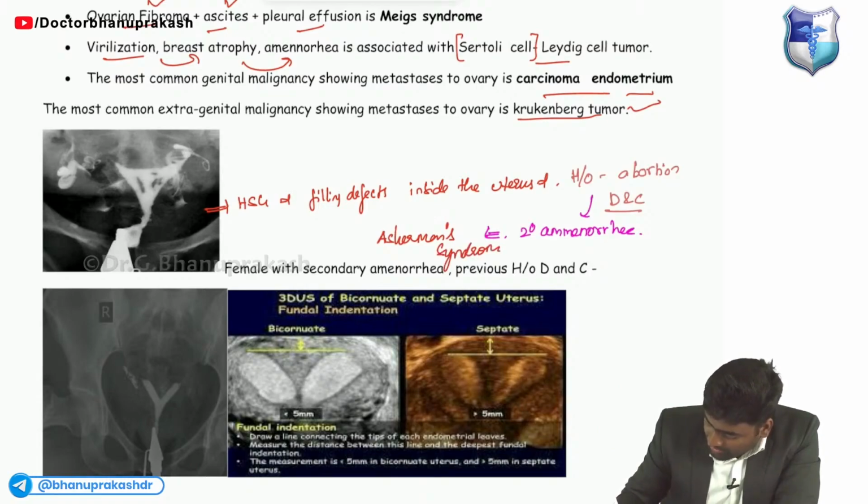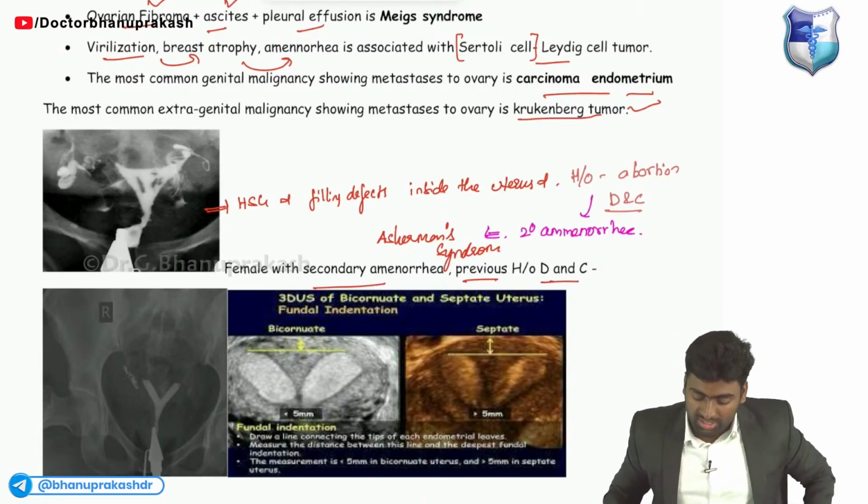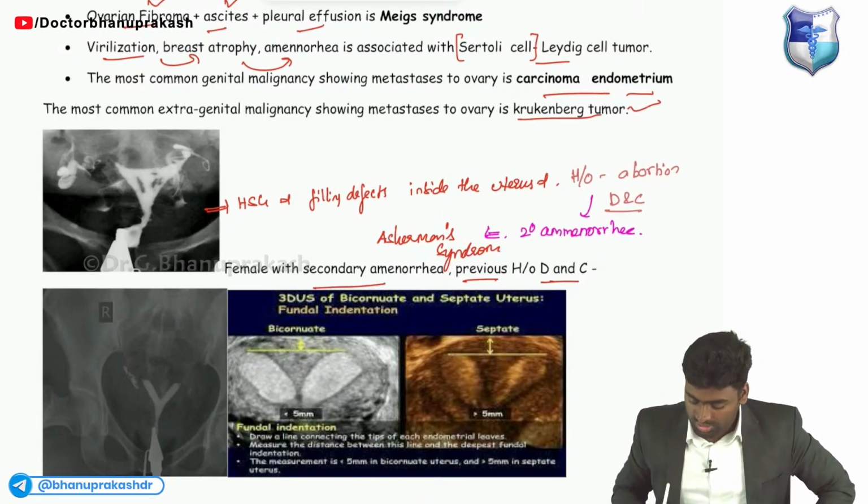Asherman syndrome. Okay, the female with secondary amenorrhea and previous history of D&C is suggestive of this syndrome, which is known as what? Asherman syndrome. Yeah, good Dr. Gautam, good Dr. Bhargav. Yeah, good. So, okay, fine.